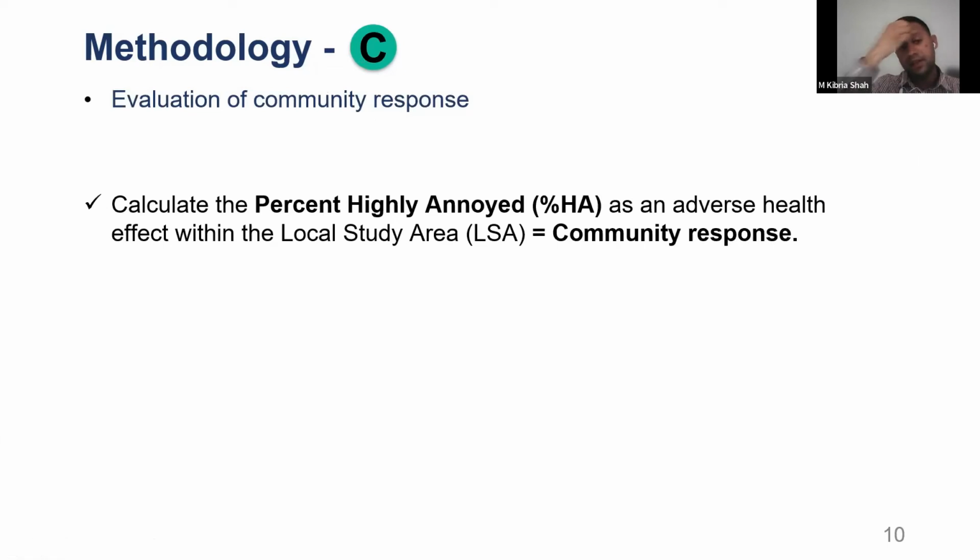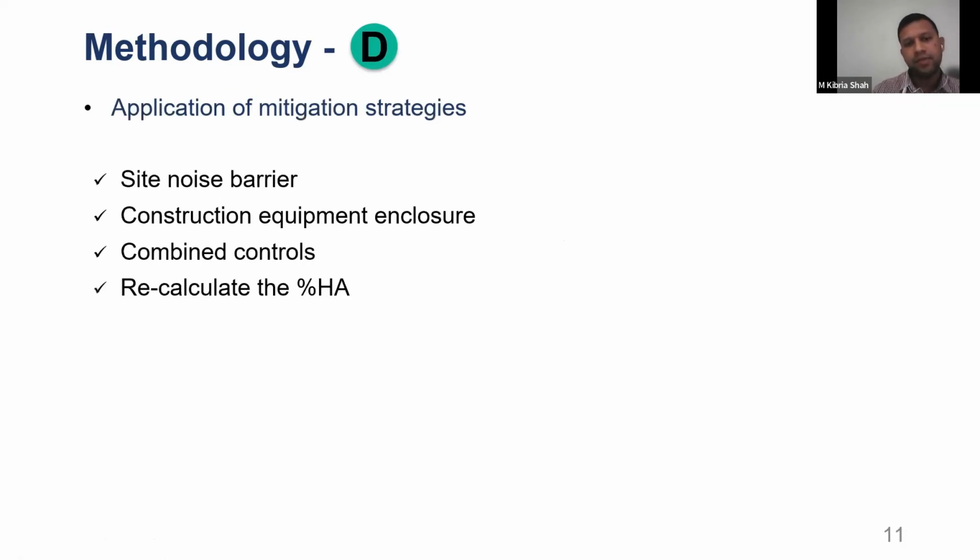So then after that, we calculate the percent highly annoyed, that is, the adverse health effects within the local study area. That's basically the community responses, the community analysis. This percent highly annoyed is a descriptor prescribed by Health Canada, and it's also aligned with the federal environmental act in Canada. So you need to do that.